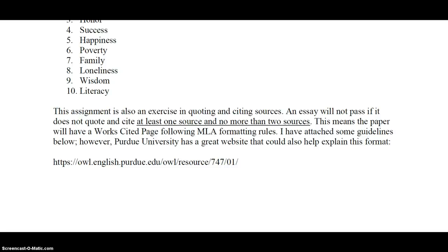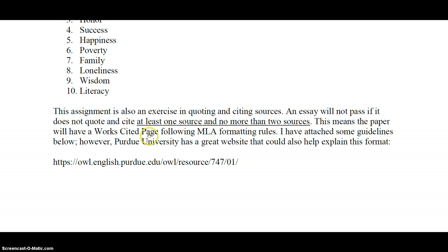However, Purdue University has a great website that could also help explain this format. So you'll see the link here that you can go to to find more information about MLA style. I'm going to briefly address it in this video, and then there will probably be another video coming out in the next week that will hopefully help address questions that people have had and start really nailing down MLA formatting.